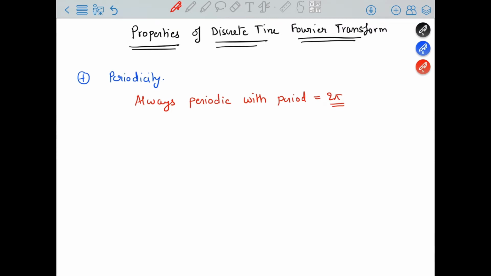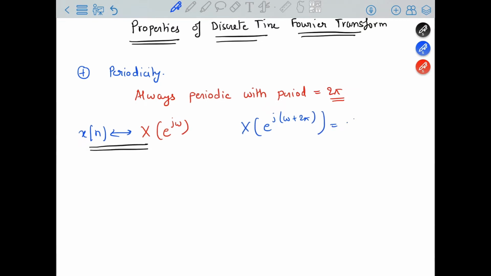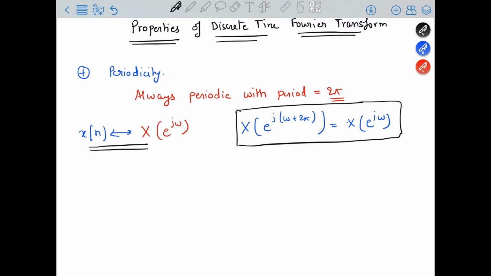So how can we understand it? We have seen that X of e raised to the power j omega is the Fourier transform of signal x[n], so they form a Fourier transform pair. What we are saying is that if we take e raised to the power j omega plus 2 pi, we will get the same Fourier transform, that is X of e raised to the power j omega. So this is the property of periodicity of a Fourier transform, especially the discrete time Fourier transform. This property was not there in the continuous time case.